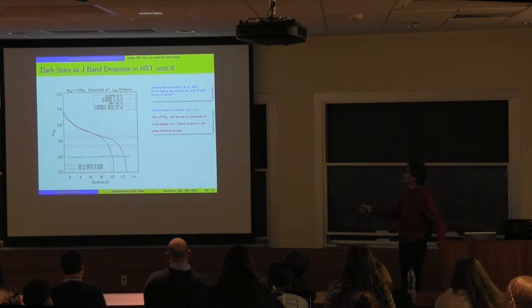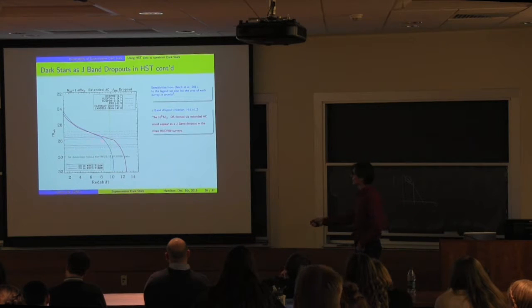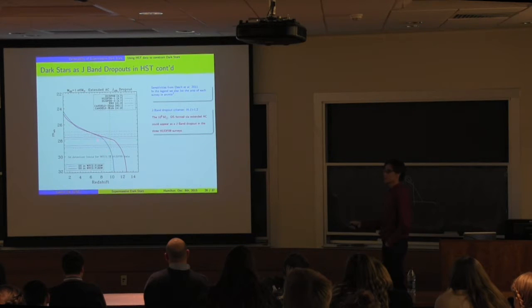Let's see, can they be detected in Hubble, the dark stars? Well, in here, what I have is the apparent magnitude in red in the 160 band, in blue in the 125 band. So it's going to show us a J125 dropout. And then those horizontal lines are sensitivity limits for various surveys we have considered. The green dashed line is whenever the difference in magnitude becomes larger than 1.2. So it's whenever you can claim this dropout criterion, this is the green line.